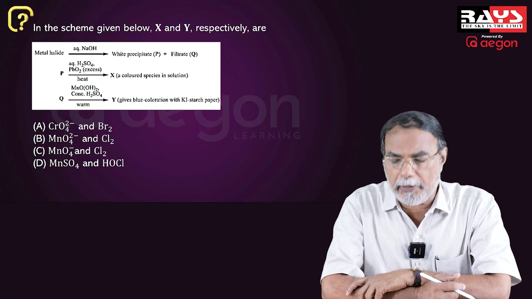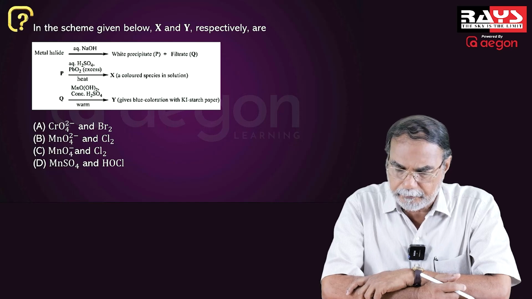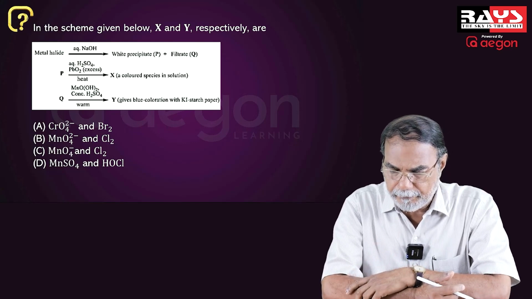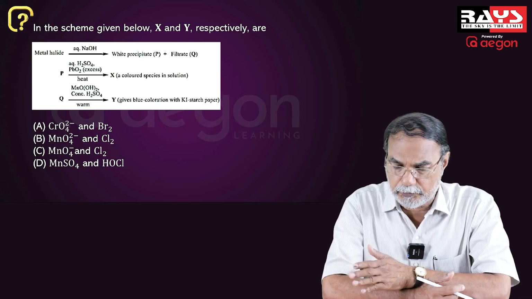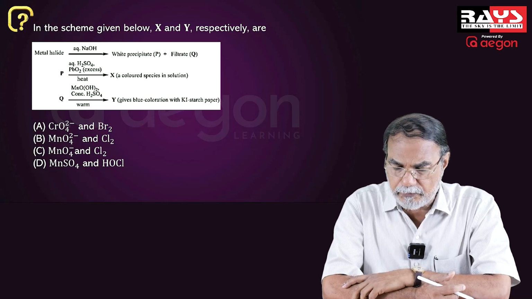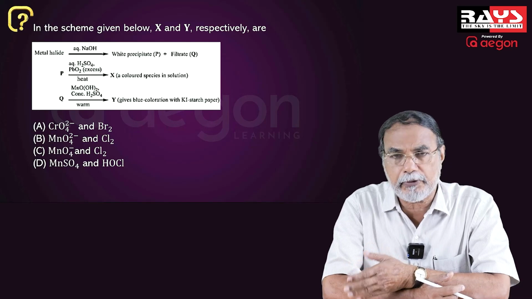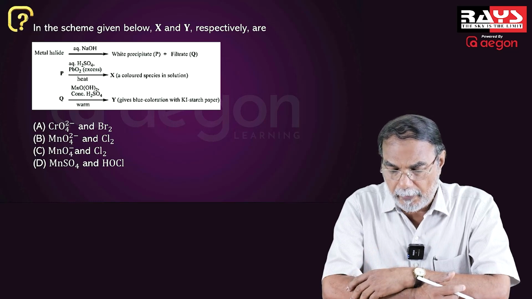In the scheme given below, X and Y respectively are, you have the four options given and the reaction scheme. You go through it, you find a metal halide on reaction with aqueous NaOH gives a white precipitate P, and of course you have the filtrate Q. The filtrate contains a compound which is Q.